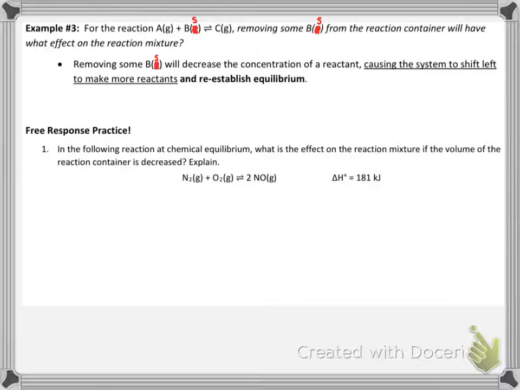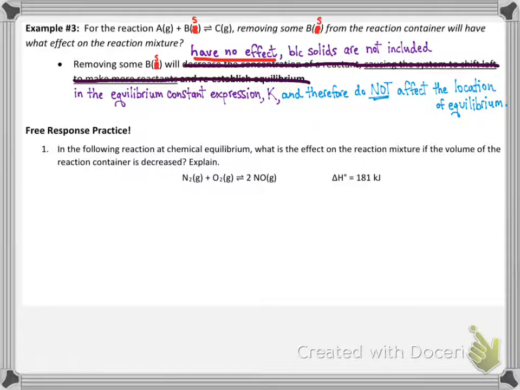Well, no. Remember, solids are not included in the equilibrium constant expression. So if you remove B, but there's still enough B left for the reaction to happen, it's not going to have any effect. Kind of crazy. That is a very classic trick AP question. So watch out for that. Remember to consider the state of matter when you are answering equilibrium problems.